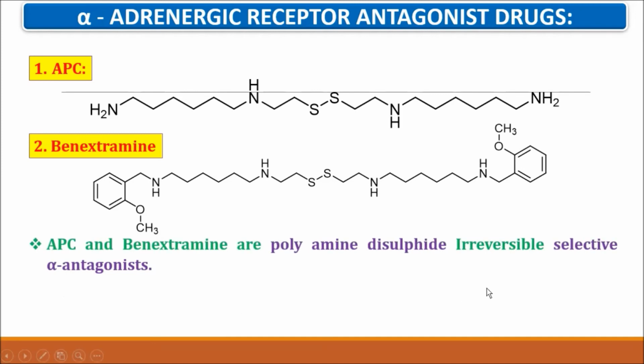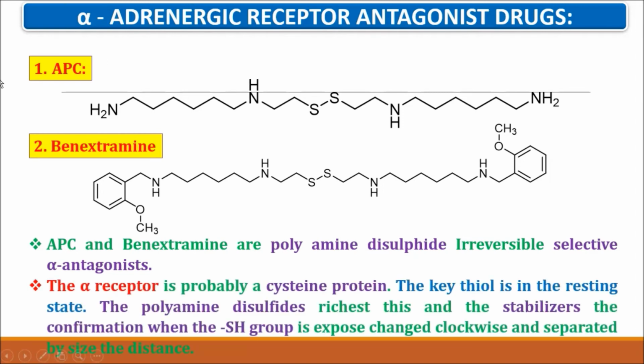These are irreversible drugs for alpha adrenergic receptors. The alpha receptor has a cysteine group. The key thiol group in the alpha receptor, when it is in the resting state, is stabilized by the polyamine disulfide, which has a disulfide group and stabilizes the conformation of the SH present in the alpha receptor.